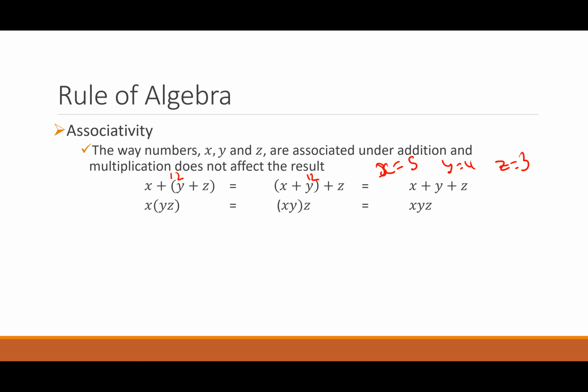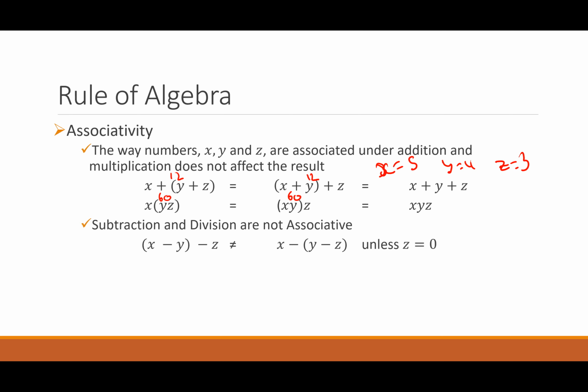So let's just do the same example. 4 times 3 is 12, times by 5 is 60, or if you did 5 times 4 is 20, times by the 3 is 60. The same. Again, subtraction and division are not associative. So let's have a look at this with the example. If you did 5 minus 4, that's 1. Minus 3 is minus 2, so this one gives you minus 2. But if you did y minus z first, you're looking at 4 minus 3 is 1, and 5 minus 1 is 4. Not the same result.